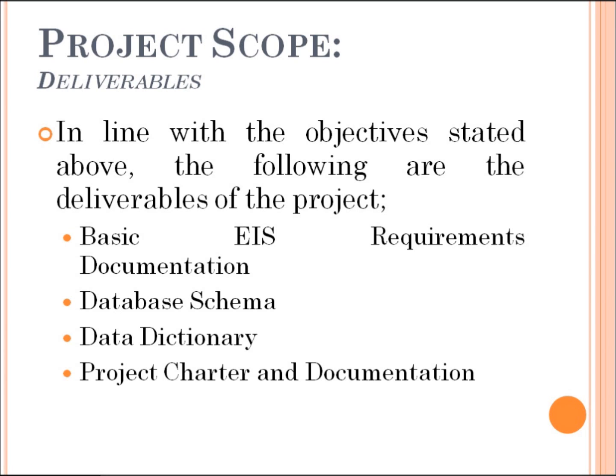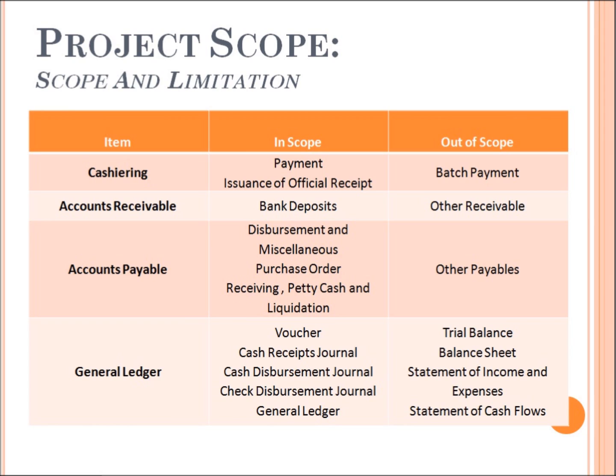Now, I will be discussing the scope and limitation. This table shows the in-scope and out-of-scope of the database design project for LGU Financials. First is the cashiering. The in-scope of the cashiering is the payment and issuance of official receipt. The out-of-scope is the batch payment. Next, the in-scope of the accounts receivable is the bank deposits, and the out-of-scope is the other receivable.